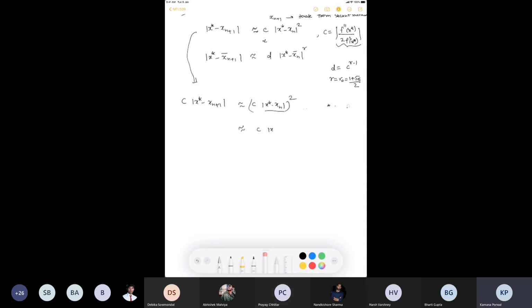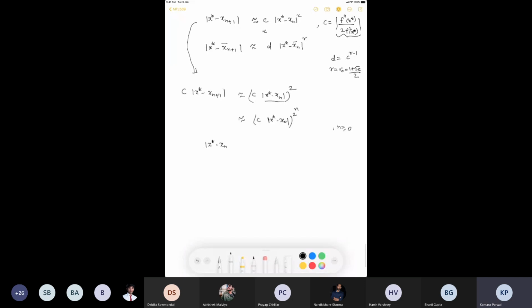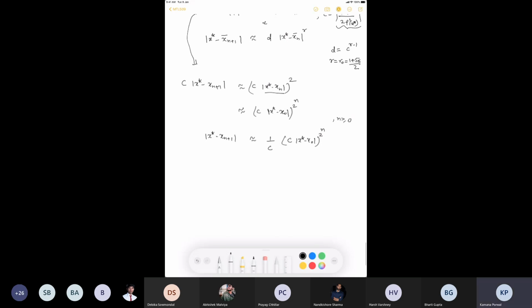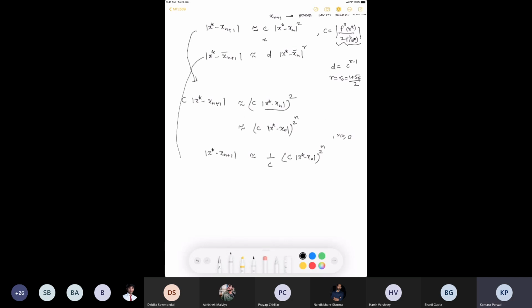Okay, so what I will get if I try to go up to x naught? What is the power I will expect? When I go to xn minus 1, I will get the power 2 squared. So when I go up to x naught, I am going to get the power as 2 raised to power n. Which says that x star minus xn plus 1 is behaving like 1 by c times this factor.